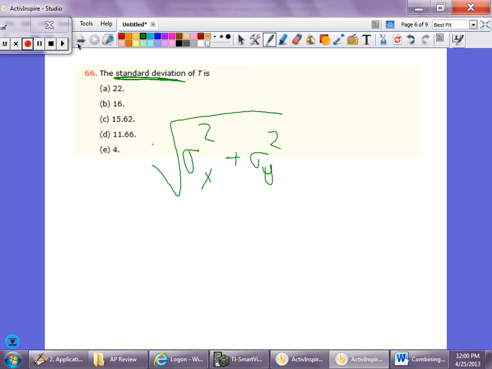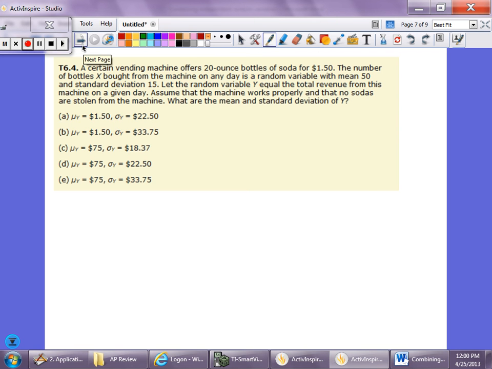The last problem, a certain vending machine offers 20-ounce bottles of soda, and the mean is 50 and the standard deviation is 15. Y is the revenue. Assume the machine works properly and that no sodas are stolen. What are the mean and standard deviation of Y? So this is going to be a combined random variable again with multiplication. And that's it. Just remember this is basically putting the pieces like we just did in the previous two problems together into one problem.